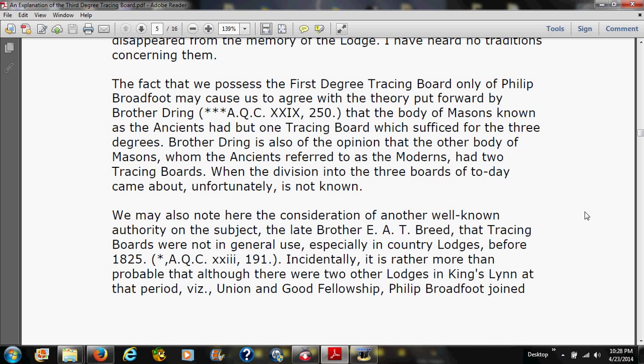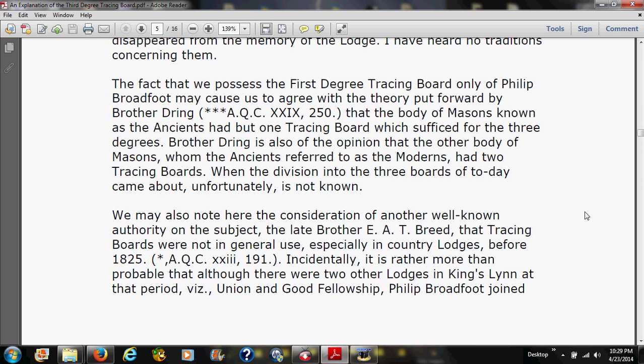The fact that we possess the first degree tracing board only of Philip Broadfoot may cause us to agree with the theory put forward by Brother Dring that the body of masons known as the ancients had but one tracing board which sufficed for the three degrees. Brother Dring is also of the opinion that the other body of masons, whom the ancients referred to as the moderns, had two tracing boards. When the division into the three boards of today came about, unfortunately, it is not known. We may also note the consideration of another well-known authority on the subject, the late Brother E.A.T. Breed, that tracing boards were not in general use, especially in country lodges, before 1825.